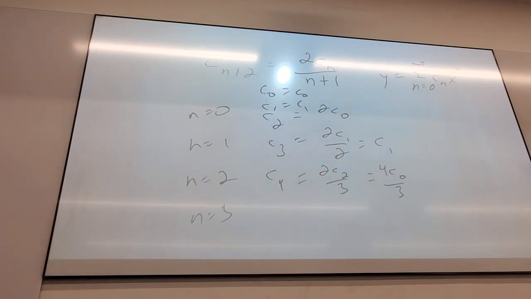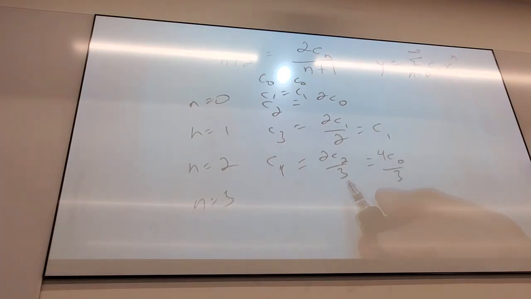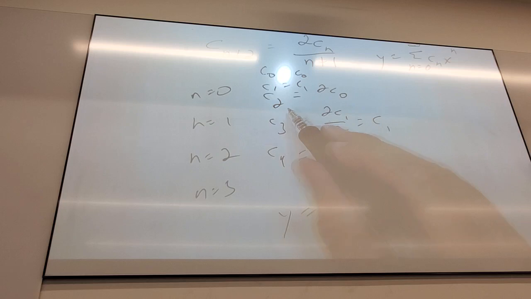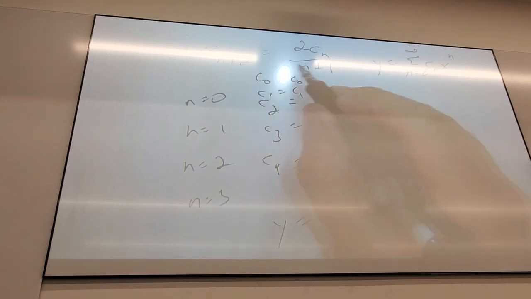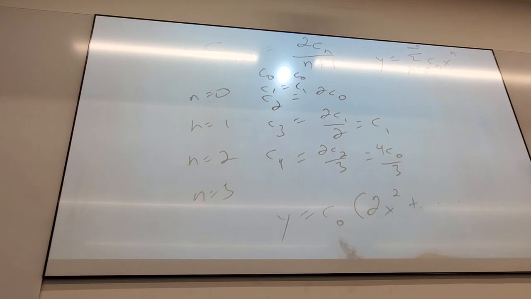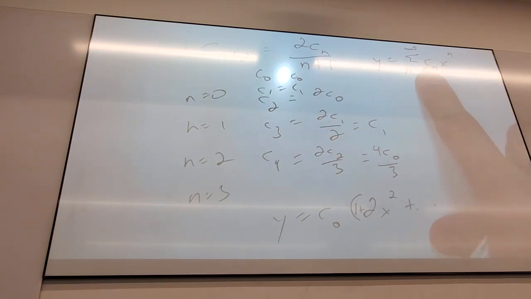So what some people did was they started writing the answer and they said, okay, so C2 is 2C0, so that would be 2x squared plus and so on. But you left off your C0. There should be a 1 in here because it should be C0, right? If I make n 0, what do I get?